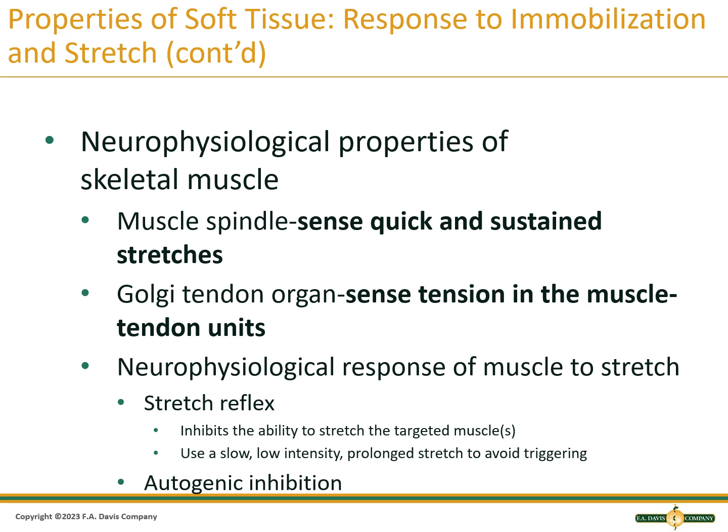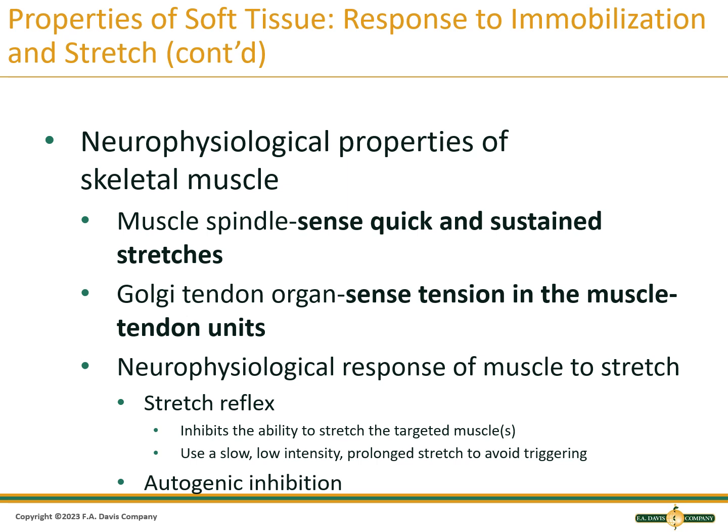We have special sensory receptors in our muscles that help to give the body specific information about what's happening within the muscles. And we talked about these a little bit in kinesiology when we looked at deep tendon reflexes, that we have to have activation of the muscle spindle in order to activate a deep tendon reflex. So the muscle spindle senses quick and sustained stretches, so that quick stretch when we're hitting with the reflex hammer is what activates the reflex response.